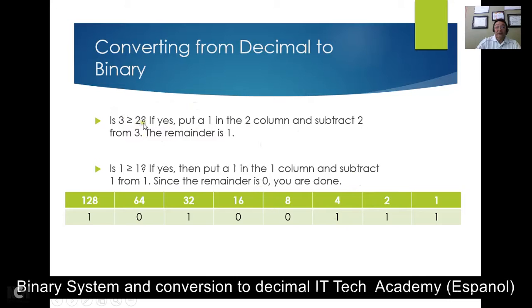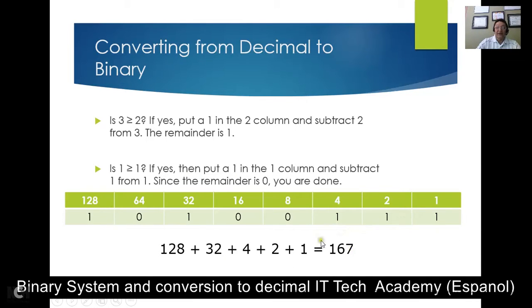Is 3 greater or equal than 2? The answer is yes, so we put a 1 here, and we do the math. 2 minus 1 is 1, and then we go to the next column. Is 1 greater or equal than 1? And the answer is yes, so we put a 1 here. And now we just add them up, those numbers, and we come out with 167.